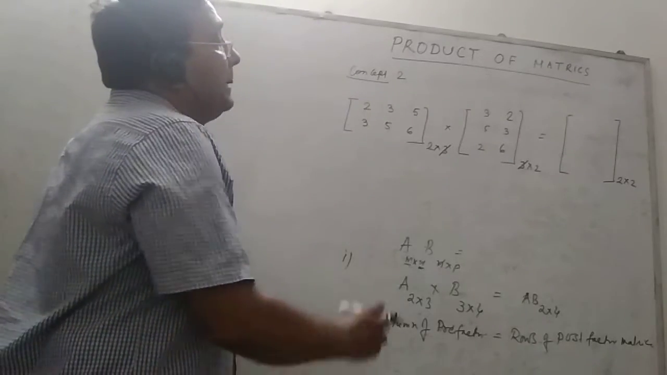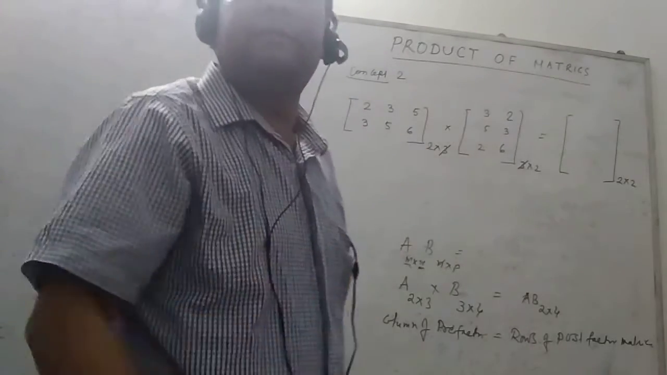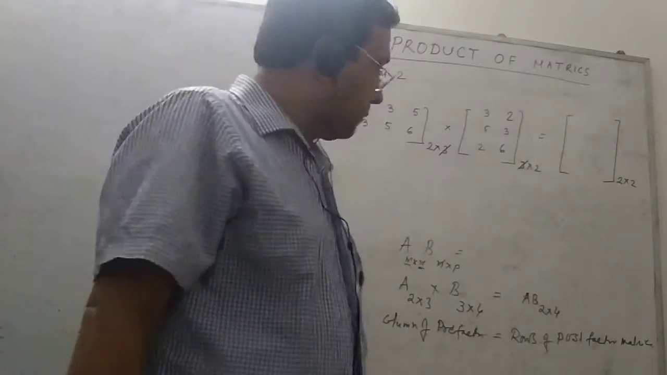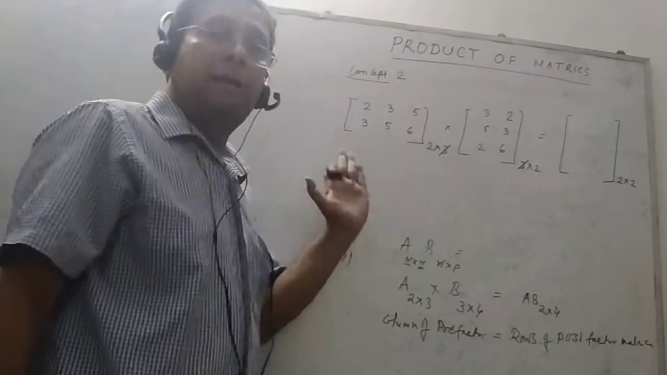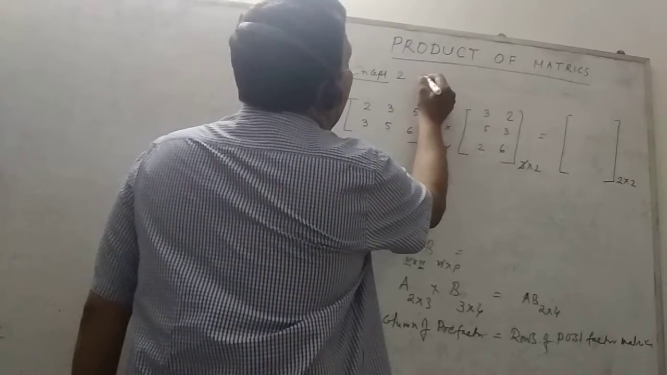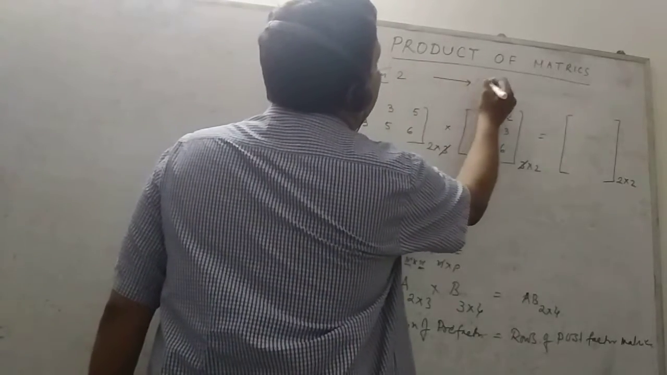The second concept is how we multiply these two matrices. That is very important. Whenever you are multiplying these two matrices, for concept number 2, we have to follow this logic.